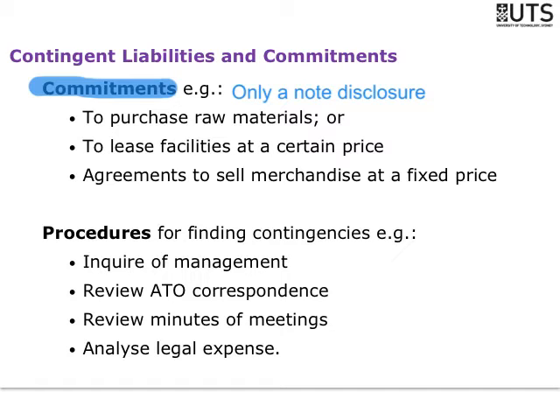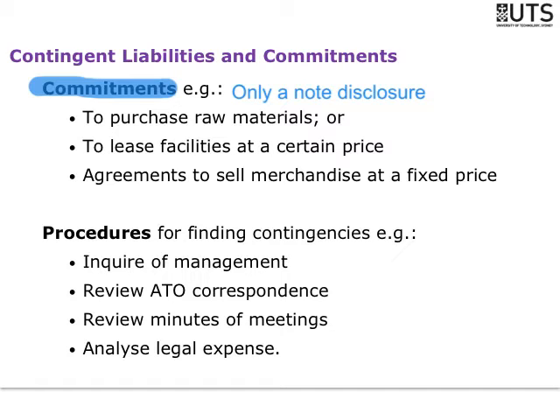Okay, so how would we actually identify contingent liabilities and commitments? So we can either inquire of management, so management should disclose whether or not they believe some contingent liabilities or commitments exist. We talk to the ATO if we believe that there are tax issues. We look at the minutes of meetings to see what they discuss. And we might look at the legal expense. So why is the company actually seeking legal counsel? Is it for a particular reason? Okay, so these are contingent liabilities and commitments.